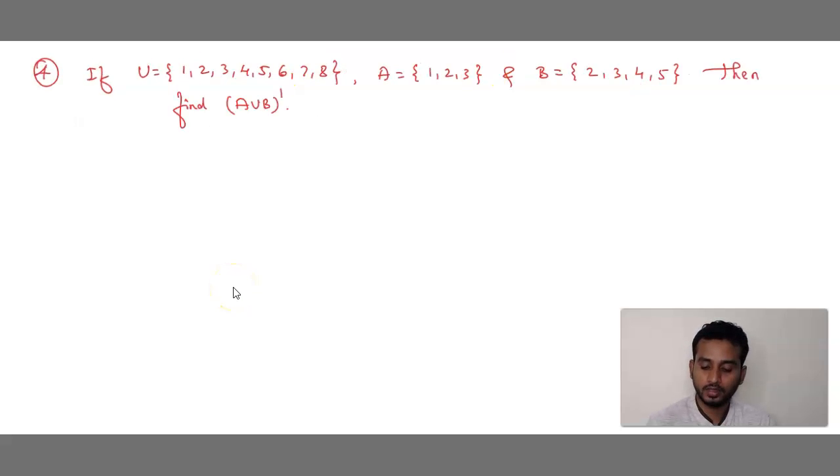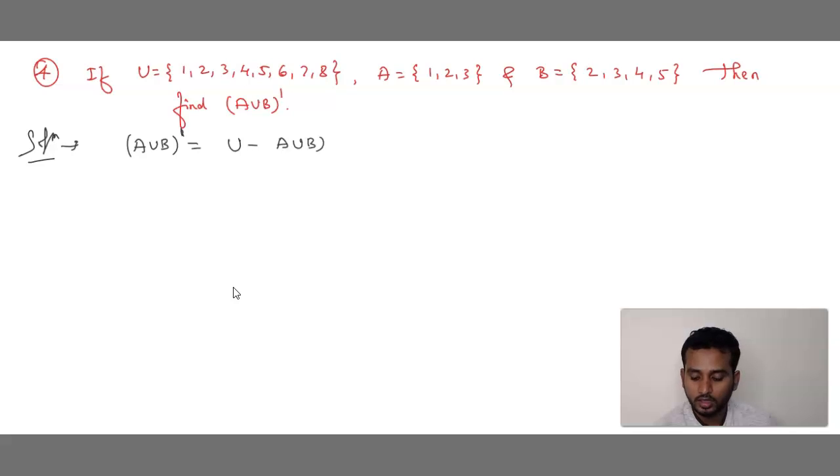Next problem. If set U is equal to {1, 2, 3, 4, 5, 6, 7, 8}, set A is equal to {1, 2, 3} and set B is equal to {2, 3, 4, 5}, then find (A union B) transpose. Solution. What should we find? (A union B) transpose. What is the formula to find (A union B) transpose? U minus (A union B). Let me write set U, that is 1, 2, 3, 4, 5, 6, 7, 8.